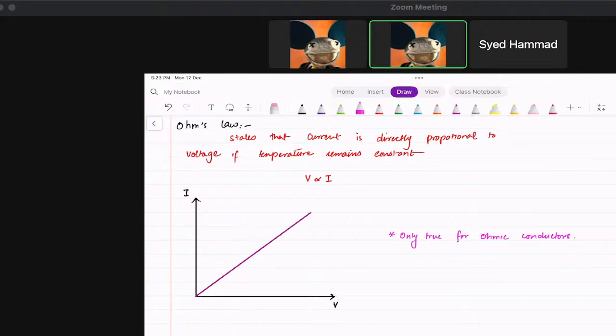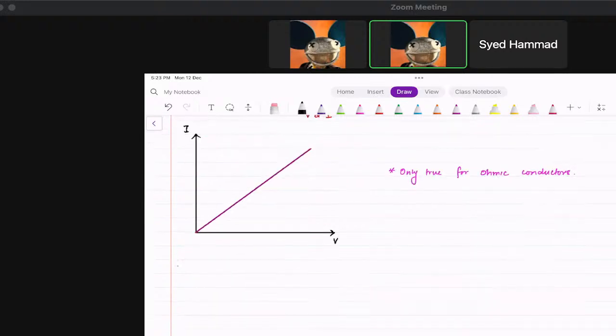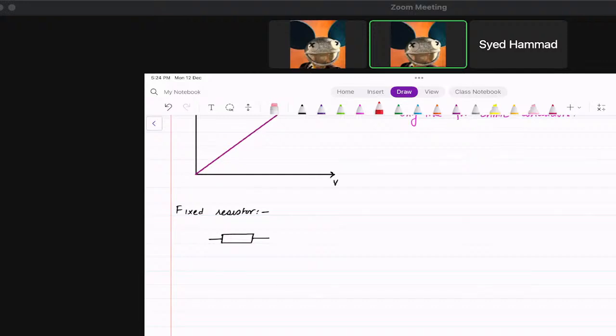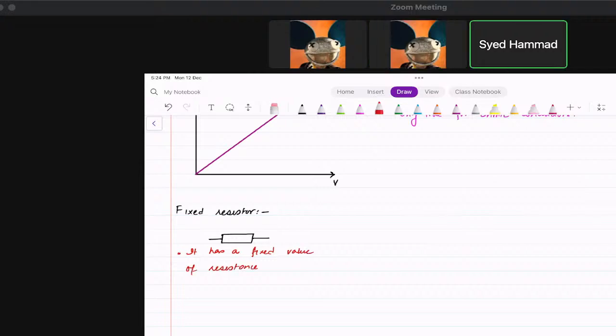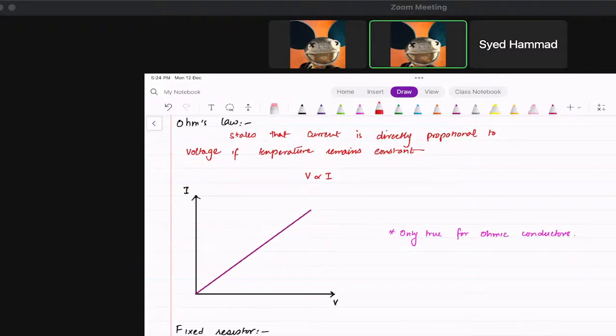Now only two of them follow Ohm's law, like a fixed resistor, and a fixed resistor basically looks like this. This is the symbol. So you can write it has a fixed value of resistance. For example, this is 100 ohms.